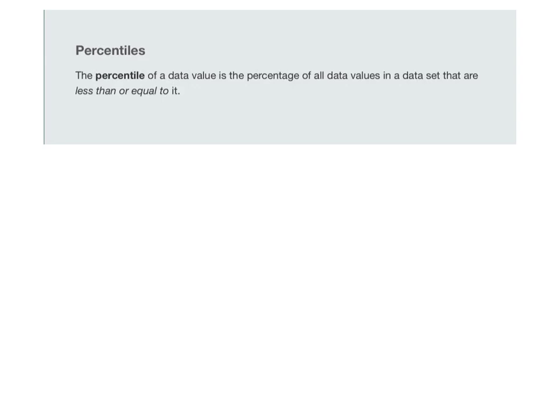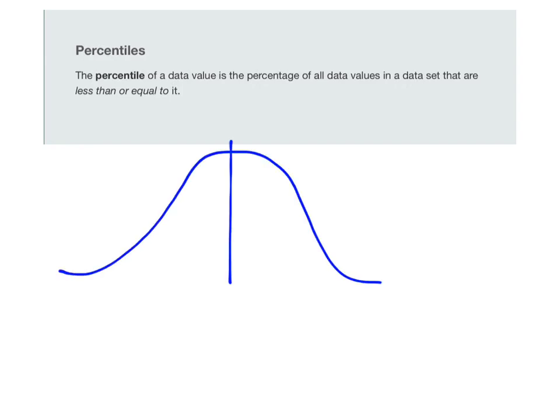Another way to describe where a data value is in the normal distribution is to find its percentile. If we look at the normal distribution, and here's the mean, and we look at data values that are exactly 1 standard deviation above the mean, then we know exactly what percentage of data is below that data value point, since we have that 68, 95, 99.7 rule.